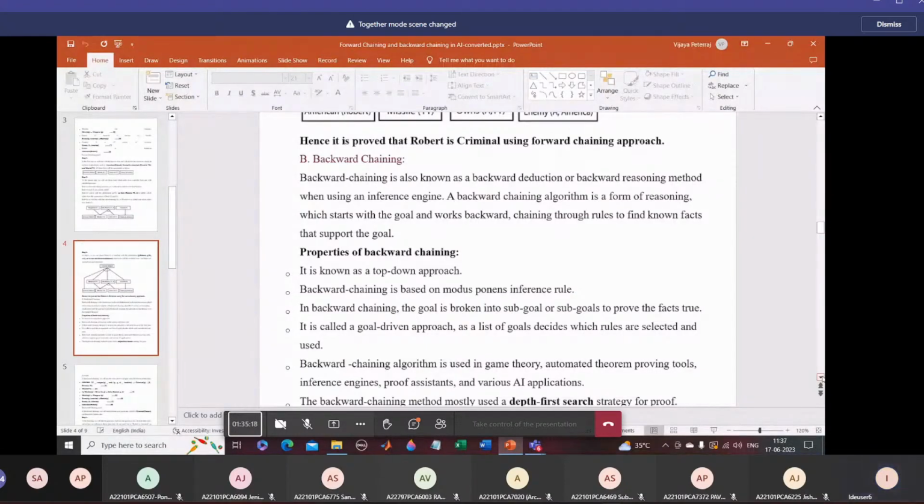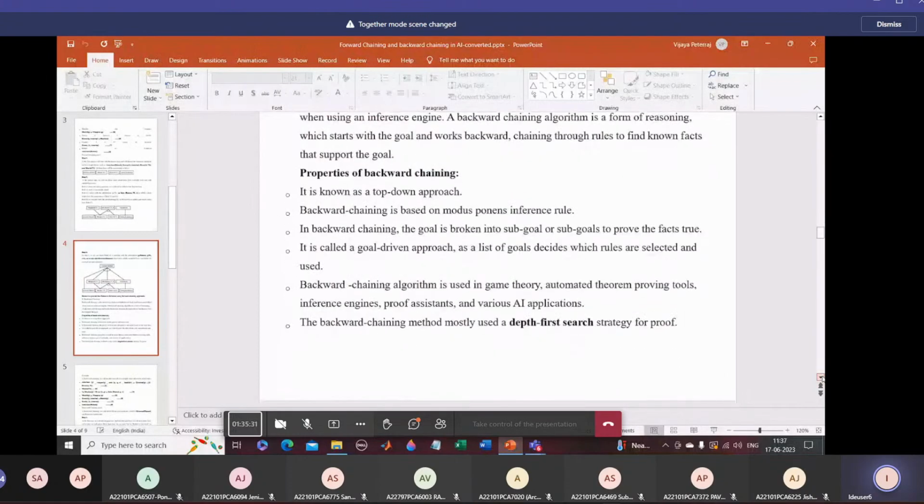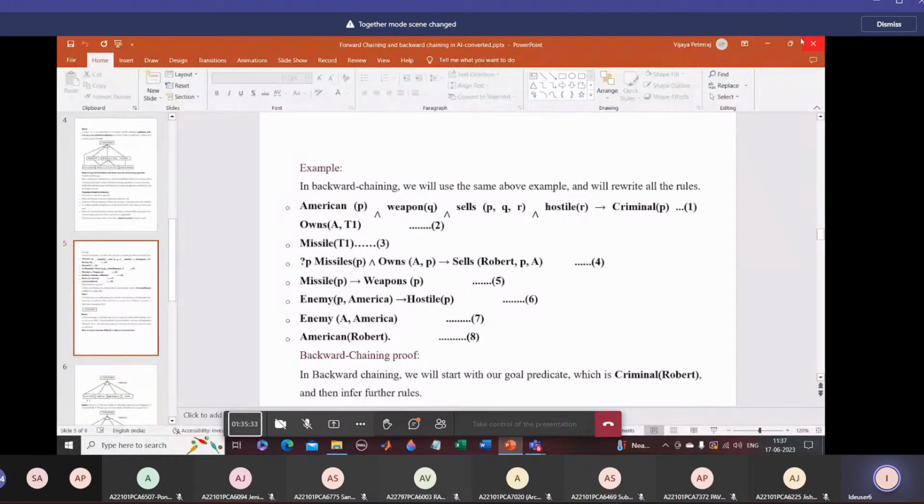So நம்ம goal decide பண்ணிட்டோம்னா, what are the reasons why we are saying that here in this example Robert is a criminal? அதுதான் reasons identify பண்றது. They are using game theory, automated theorem proving and all that. So here we are using backward chaining. We take the same example and we are going to rewrite all the rules.